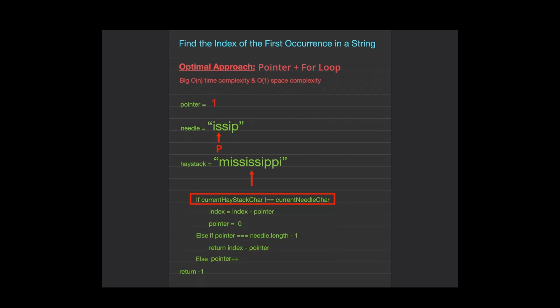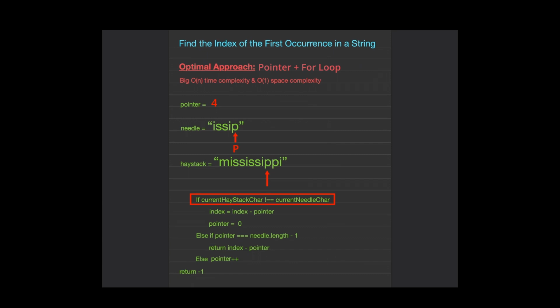The characters s and s match. The first two conditions evaluate to false and pointer increments to 2. The characters s and s match. The first two conditions evaluate to false and pointer increments to 3. The characters i and i match. Our first two conditions evaluate to false and the pointer increments to 4.